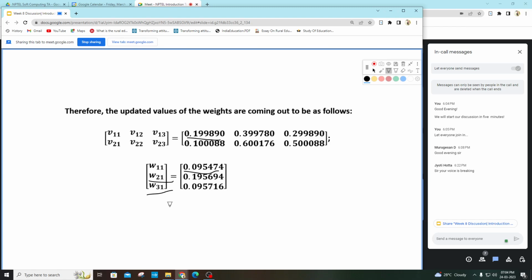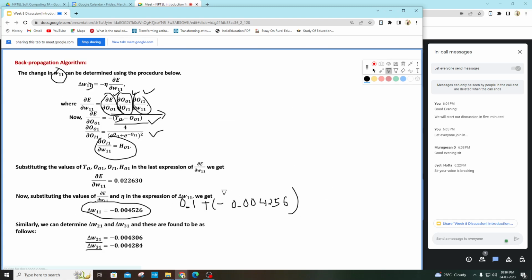So do you all understand this concept? Whatever I have told, how we are updating the weights, that is very important. Okay.